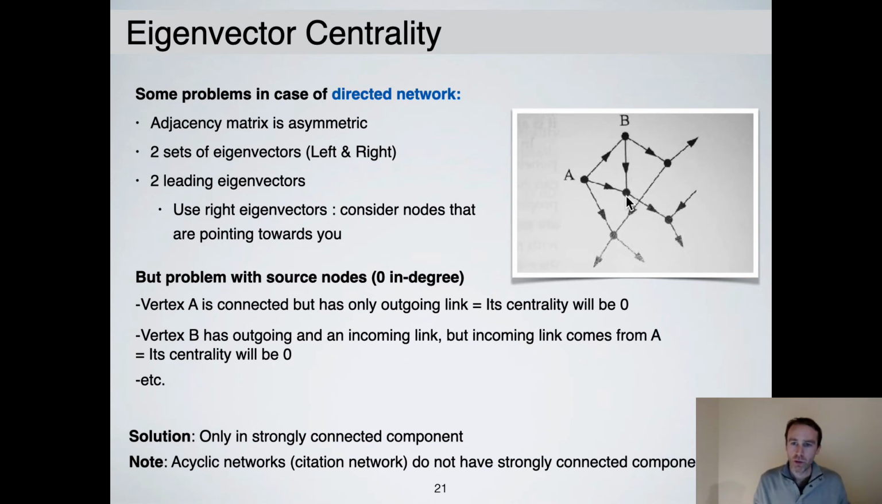Then if I continue, I see that this node had two incoming edges, but one is from A, which is 0, and the other is from B, which is also 0 now. So again, this node will have a 0. And actually, you can prove that if your network does not have some particular property, all your nodes will end up with values of 0. This is a problem because many networks are directed. For instance, transactions are directed. So you probably want something that works on directed networks.